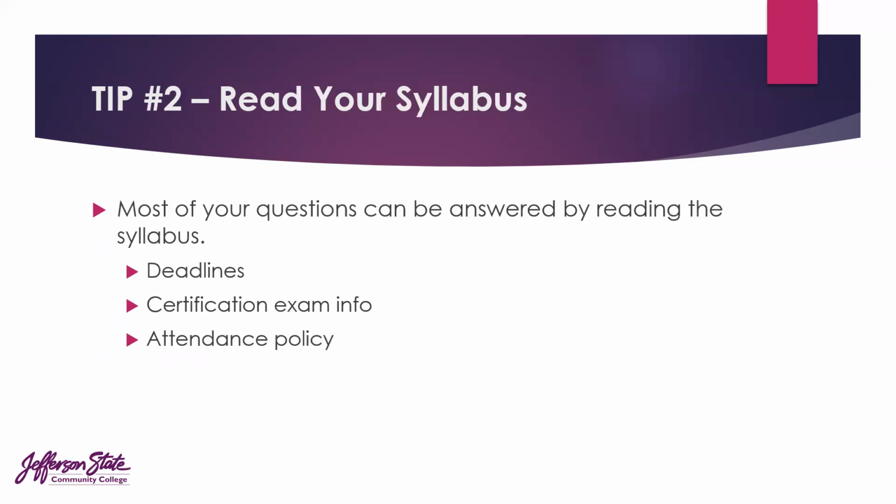Number 2 is to read your syllabus. This is so important. Your syllabus has information about your course that is critical to your success, like required textbooks, the attendance policy, making up exams, deadlines, certification exam info, and so much more. Make sure that you read this thoroughly and revisit it often throughout your course.